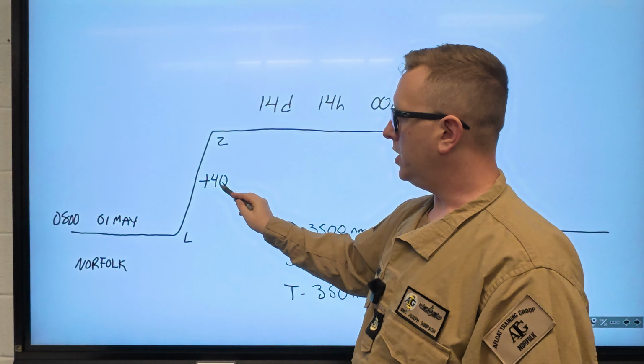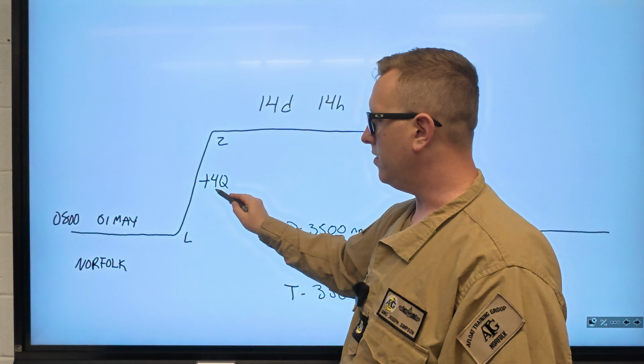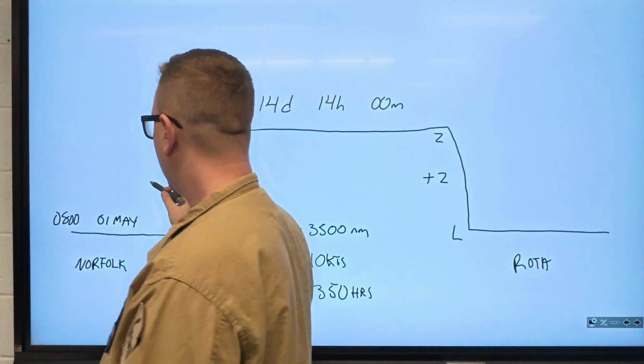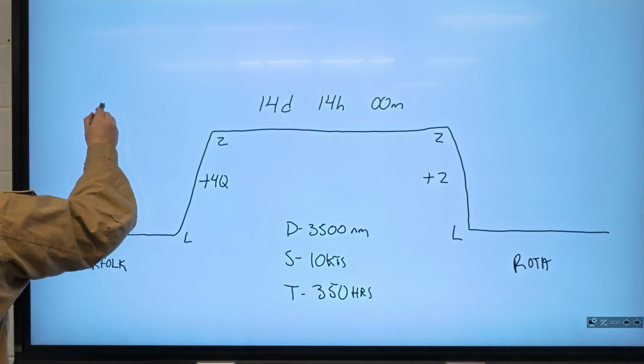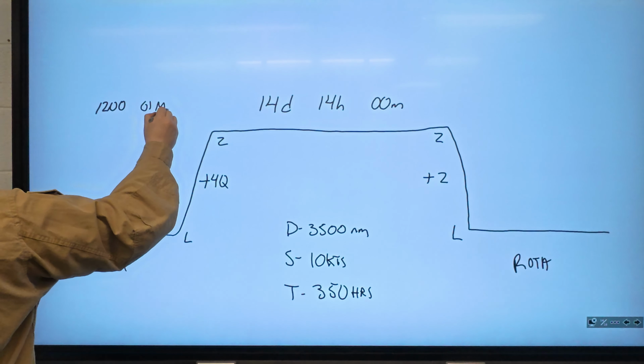Now applying the +4 hours, all you do is add 4 hours. L to Z, leave it be. So 0800 plus 4 hours is 1200, and it's still on the 1st of May.